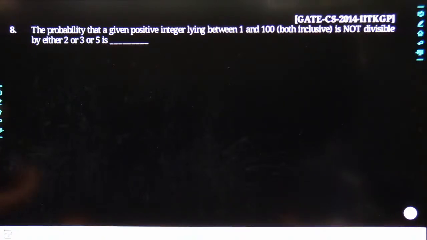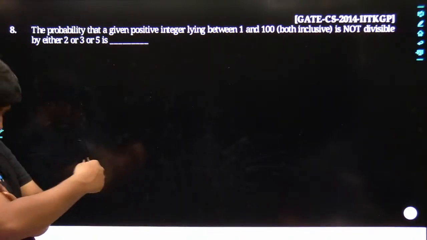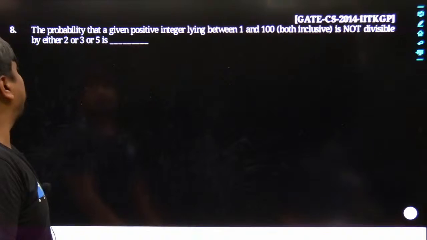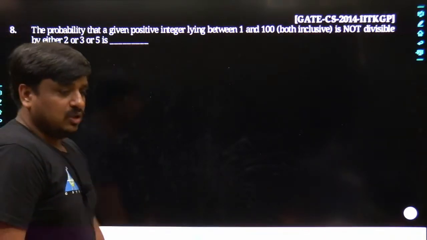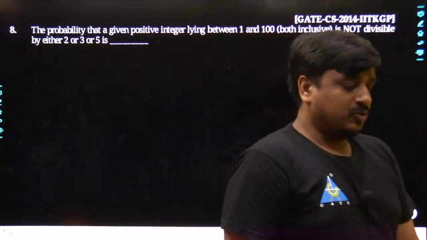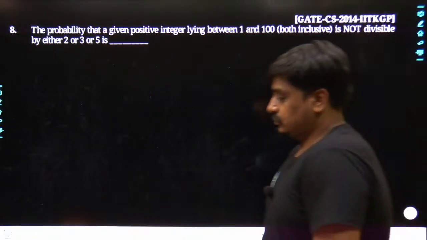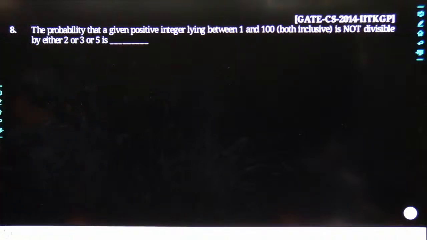The problem states the probability that a given positive integer lying between 1 and 100, both inclusive, that means while solving you have to include 1 as well as 100, is not divisible by 2 or 3 or 5. Tell me what would be the best answer.